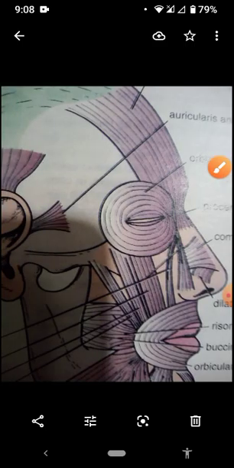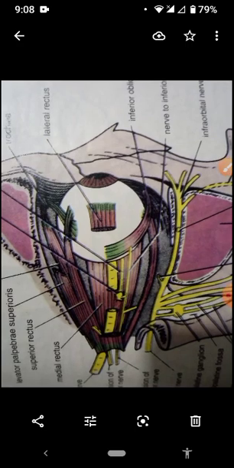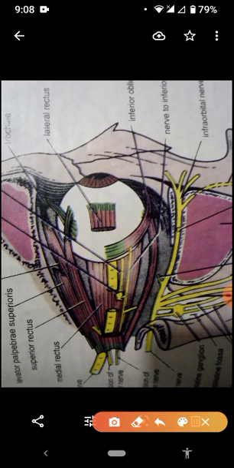I will go to a different diagram. It's clear from here, so I will tell you from here. This is another view. I hope you people understand. There is a tendinous ring on this place. What is this ring for? This ring is just for the optic nerve. When the optic nerve enters the orbit cavity, it just passes through this ring. This is called the tendinous ring.